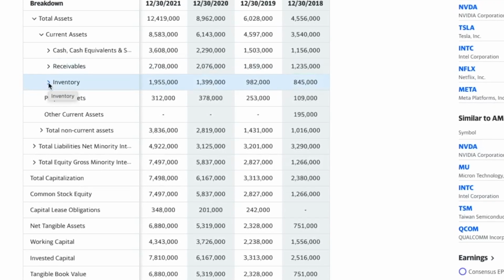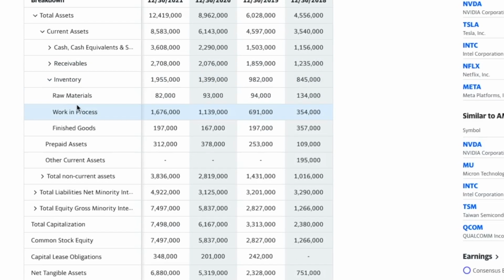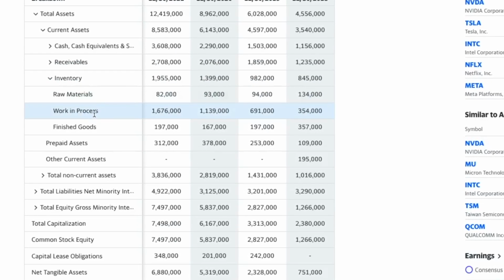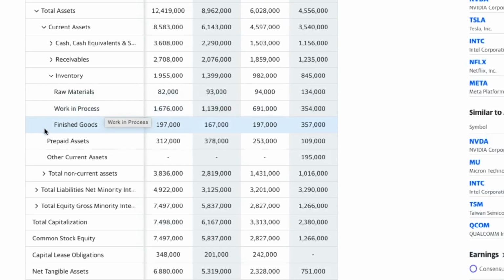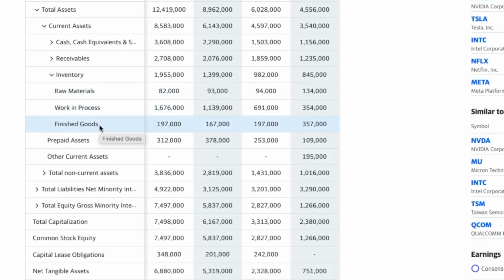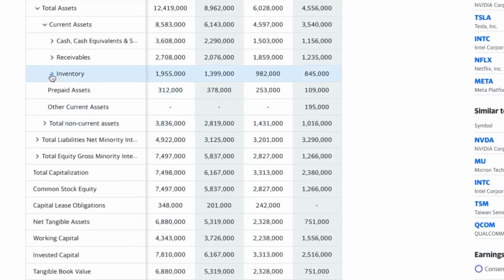Second is the inventory. Inventory is anything that the company already has, which could be raw material, work in progress, and finished goods which they have already completed. So this amount is $1.9 billion.